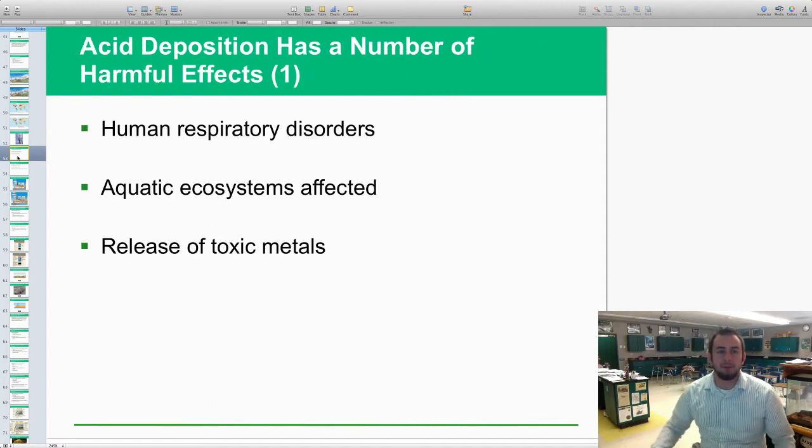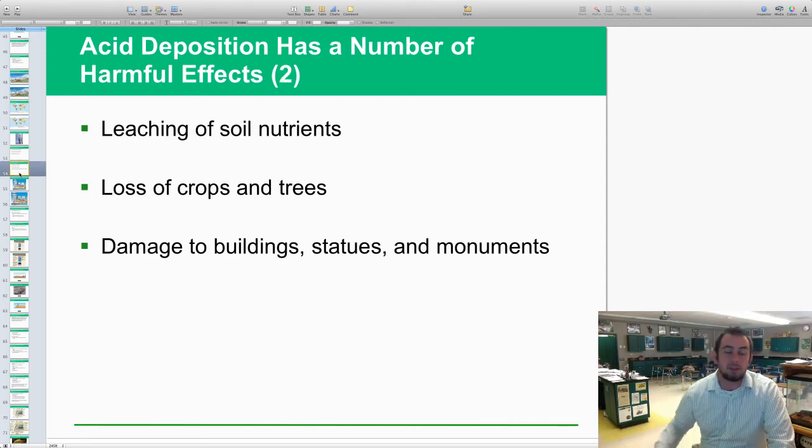So let's take a look at the number of harmful effects. Number one, it has caused problems with the human respiratory system, which we saw last chapter when we looked at human health effects. Aquatic ecosystems can be affected. It can change the pH of an aquatic ecosystem, which could drive out and kill populations of aquatic organisms, or change the whole dynamic of the ecosystem. It also can release toxic metals and leach out soil nutrients, which are vital to plant survival. All that will lead us to lose crops and trees in the forest, depending on where that acid rain is being deposited. And also damage to buildings, statues and monuments, like we just talked about.